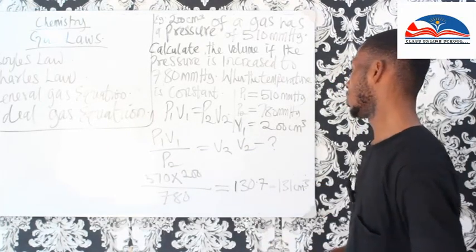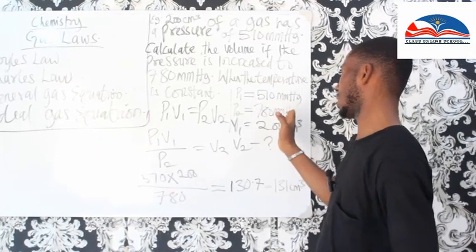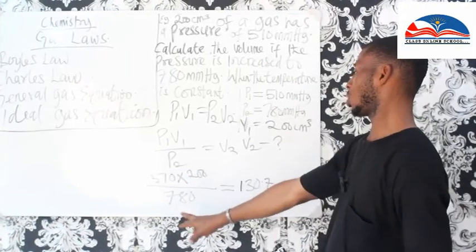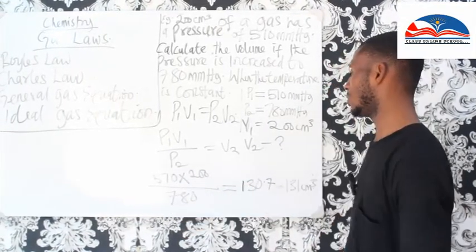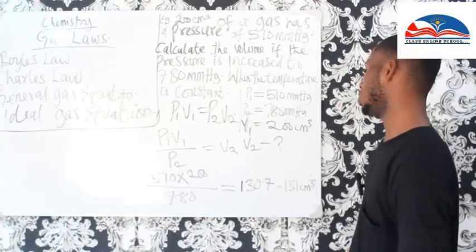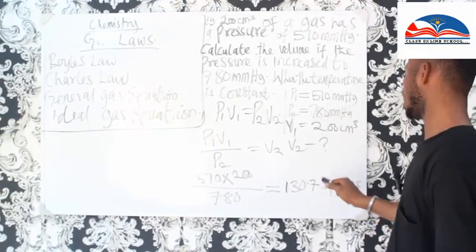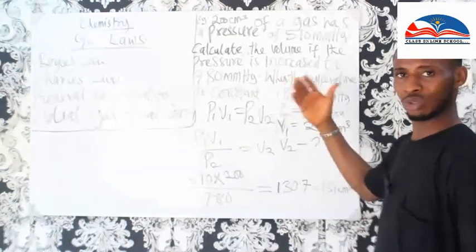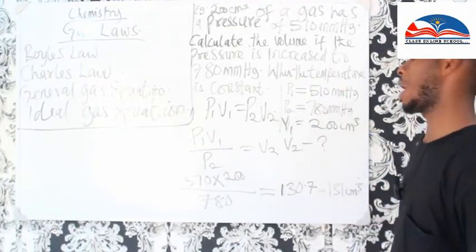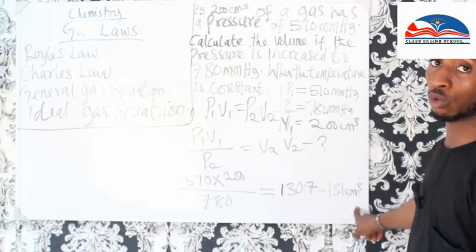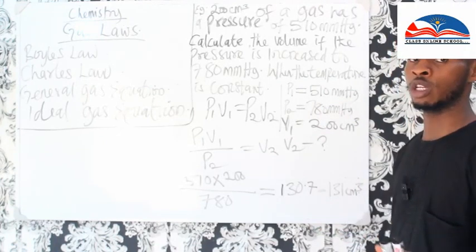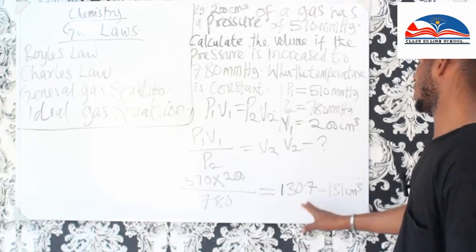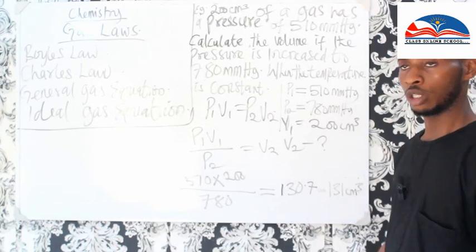By so doing, let us substitute everything we have into this place. P1 is 510, V1 is 200, divided by P2, which is 780. If you press your calculator, you will see 130.7 and some other numbers. Now we approximate it to get 131 centimeter cube. Remember, what you are looking for is volume. So after approximating to the nearest whole number, it gives us 131 centimeter cube.